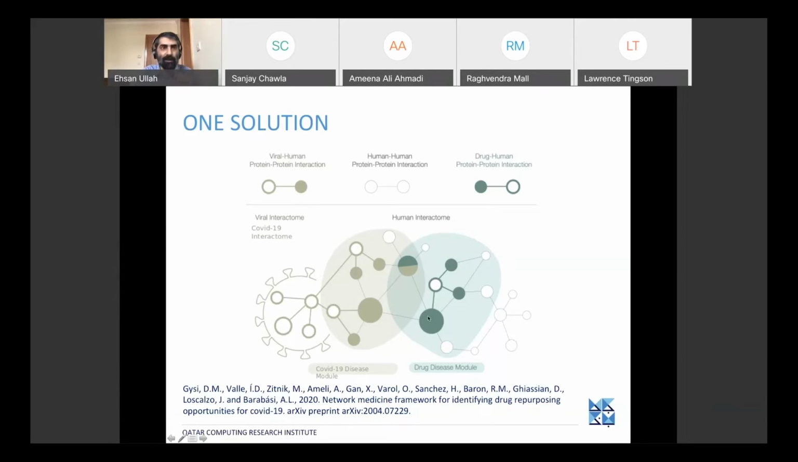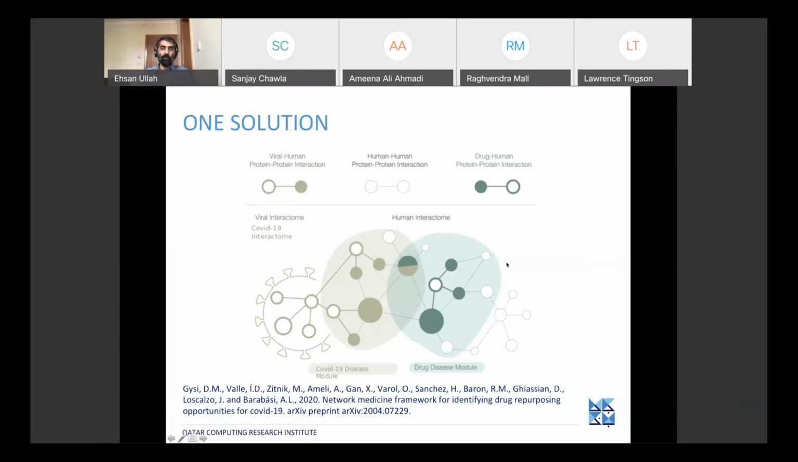The middle part here shows human protein-protein interactions, which define the human interactome linked pairwise by physical interactions. And on the right-hand side, human drug protein interactions are shown, and these capture human protein targets for each drug.